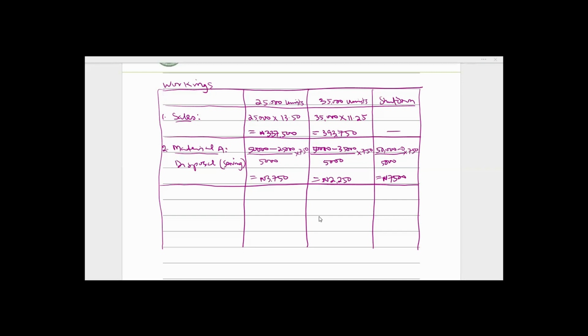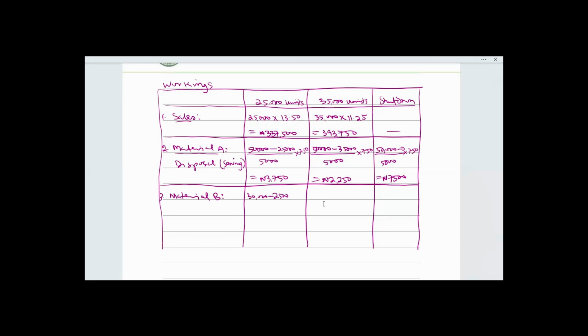So let's go and do the workings together. Number 3, material B. Under material B, we are told in the question that 30,000 liters of material B are in inventory. Out of this 30,000, you need 25,000. So I will come here: 30,000 liters minus 25,000 that I want to produce, that I need.